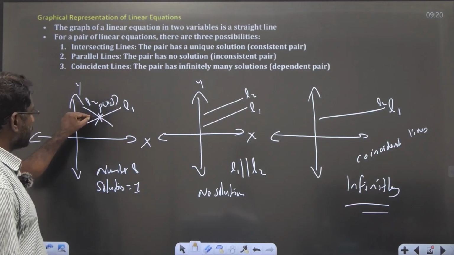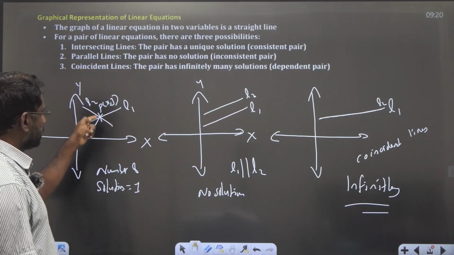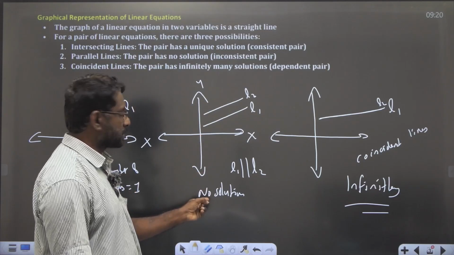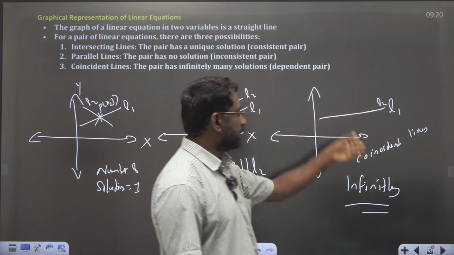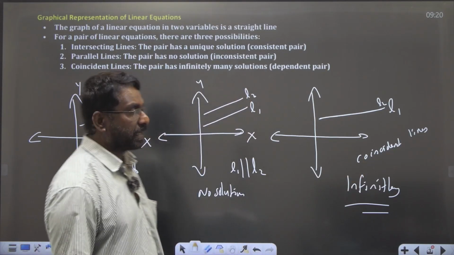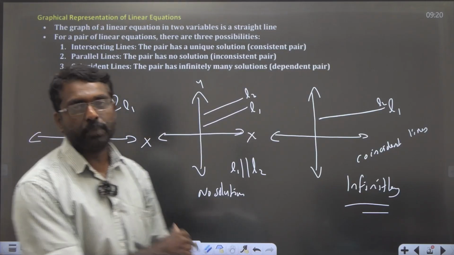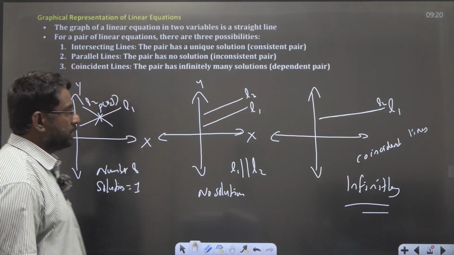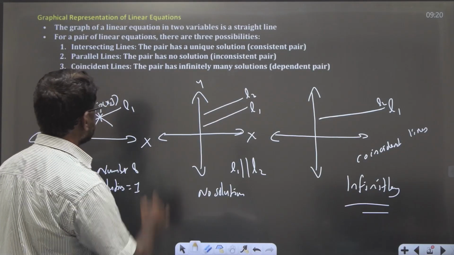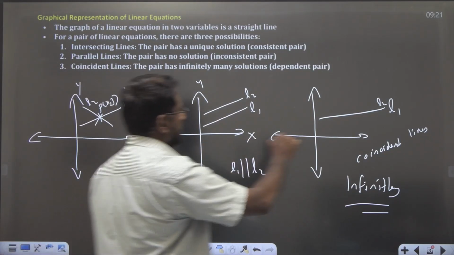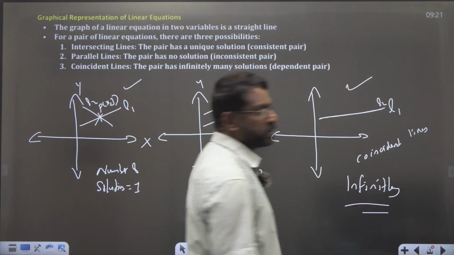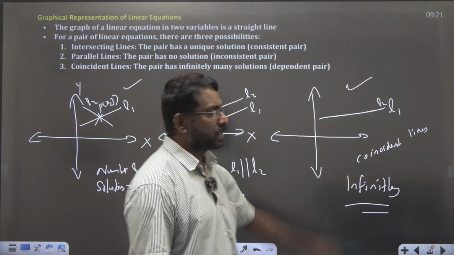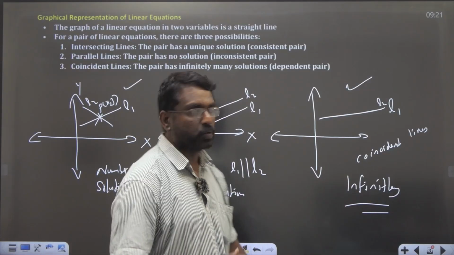So intersecting lines have only one solution, which is the intersection point. For parallel lines, there exists no solution. In coincident lines, there exist infinitely many solutions. A solution exists in two cases, this case and this case. In this case, there exists only one solution. In this case, there exist infinitely many solutions.